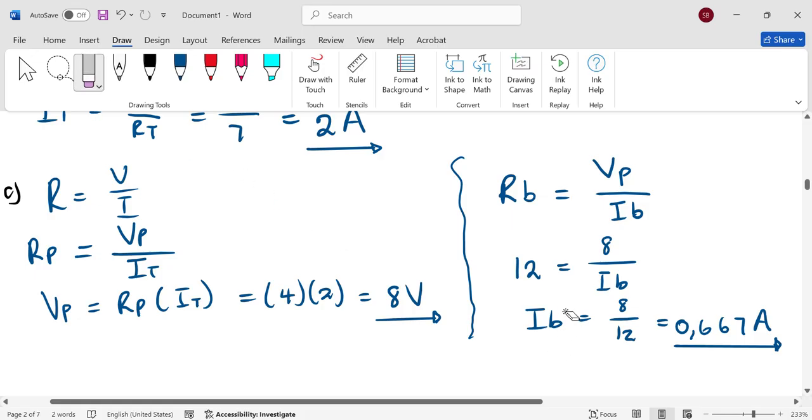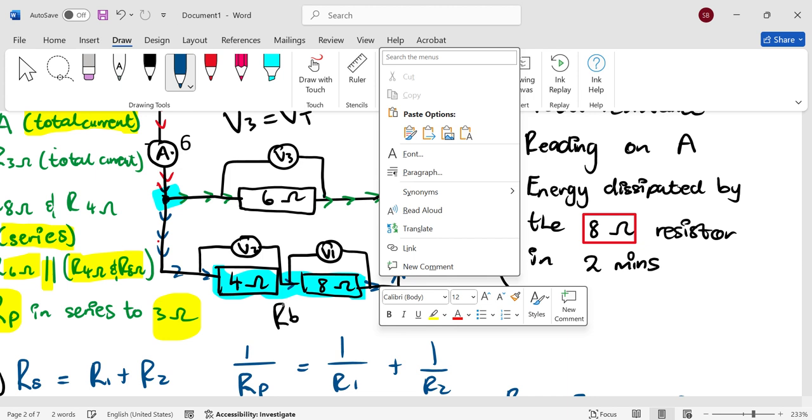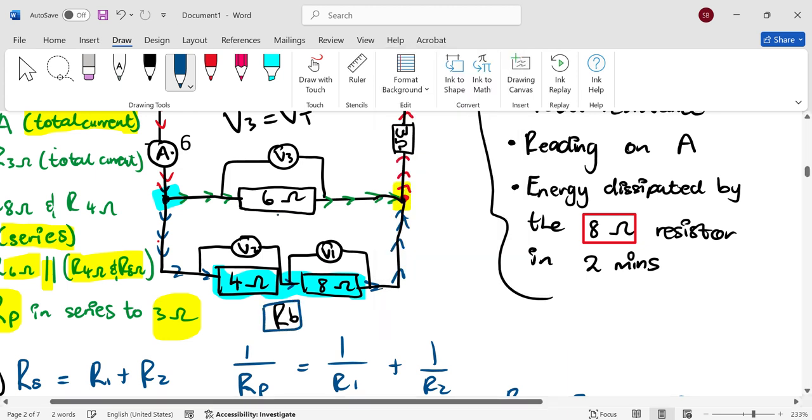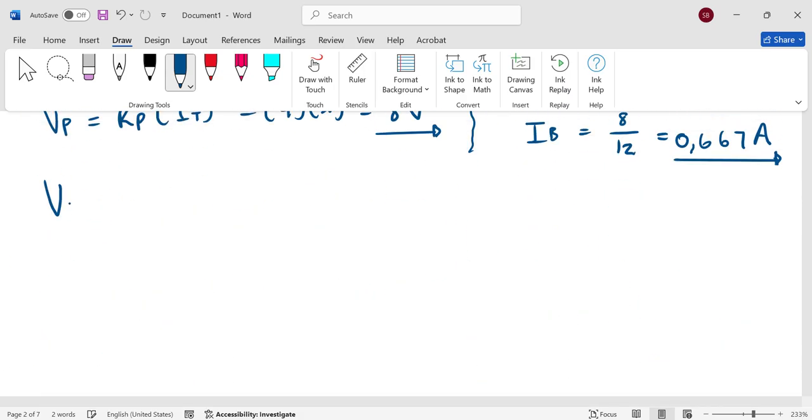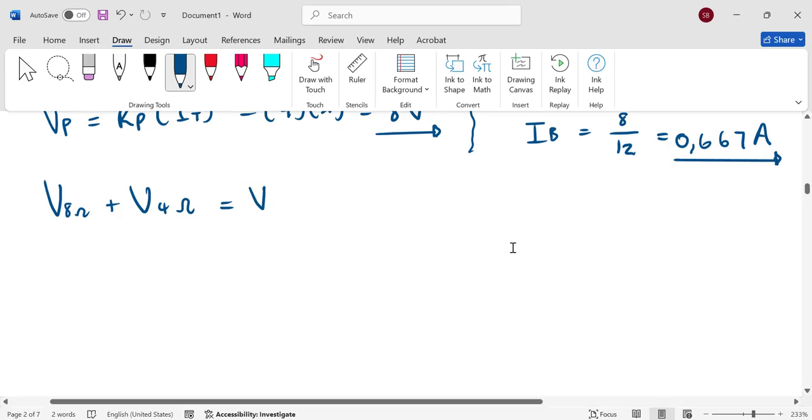That's not a 6, by the way. That's a B. I think I'm going to make it a capital B. So that is IB, the current through this bottom division here, this RB. Not the 6 ohm, but the bottom division. Now that I have the current and the resistance, I can get the voltage. But remember that the voltage for the 8 ohm resistor plus the voltage for the 4 ohm resistor must be equal to the voltage in parallel. Let me check that.